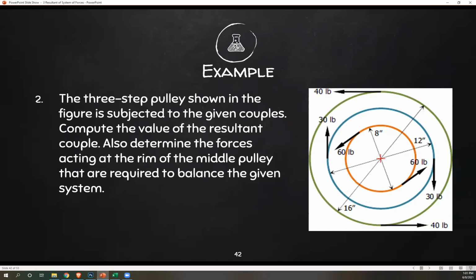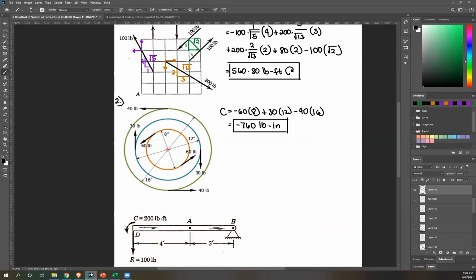What's the second part? Determine the forces acting at the rim of the middle pulley, so meaning that blue rim, required to balance the given system. So when we say balancing the system, that means putting it into equilibrium. To put it into equilibrium, meaning summation of forces, summation of moment, and everything is equal to 0. So once again, resultant is equal to 0. Okay, summation of forces equals 0. We're given couple. So that's couple plus FD equals 0. This couple is your resultant couple, which is negative 760. And we need the force multiplied the distance between them to balance that out. So plus, because our resultant couple is counterclockwise, so we need a clockwise couple to balance that out or to put that to 0.